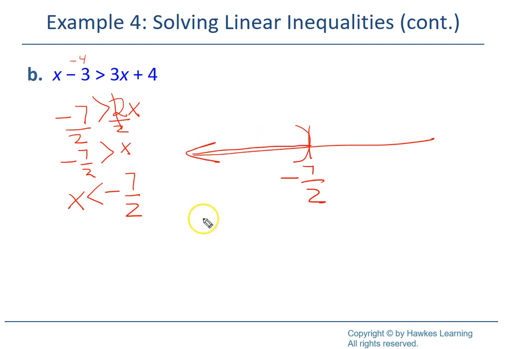Now in interval notation, again, this is negative infinity out here. Negative infinity, comma, negative 7/2, parenthesis. And this would be an open notation. This point would not be included in the solution. You'd have a hollow circle there normally.